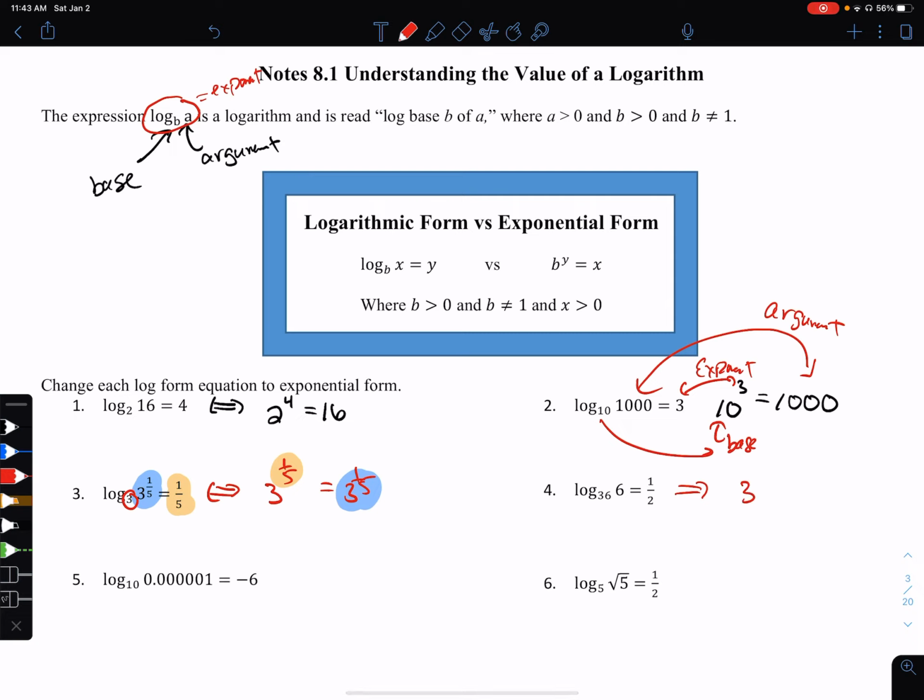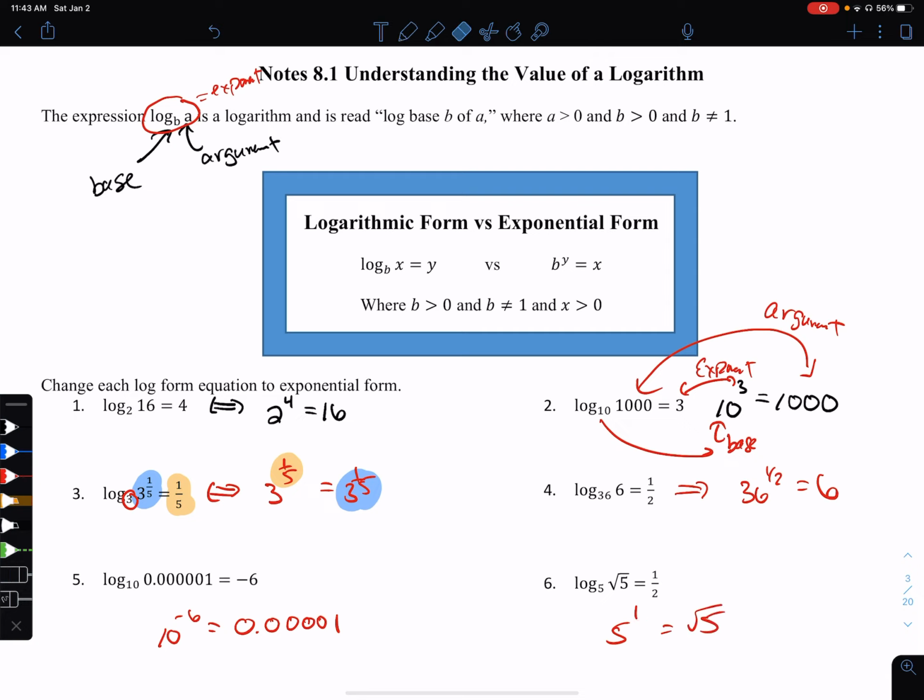So this one would be 36 to the 1/2 equals 6. This one would be 10 to the -6 equals 0.000001. And this one would be 5 to the 1/2 equals the square root of 5.